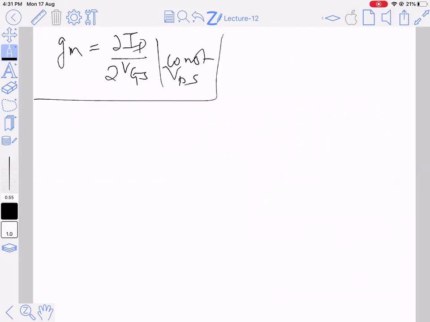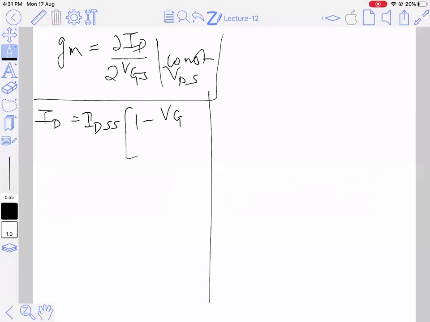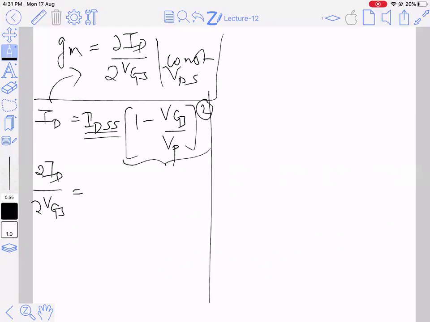Then we started off with the equation ID is equal to IDSS (1 minus VGS upon VP) the whole square. This is the only equation we know till now. If I want to get this, I have to differentiate. So delta ID divided by delta VGS is equal to... IDSS is constant, and differentiation of the square term means the 2 will come down, so it will be 2 IDSS into differentiation of the bracket.